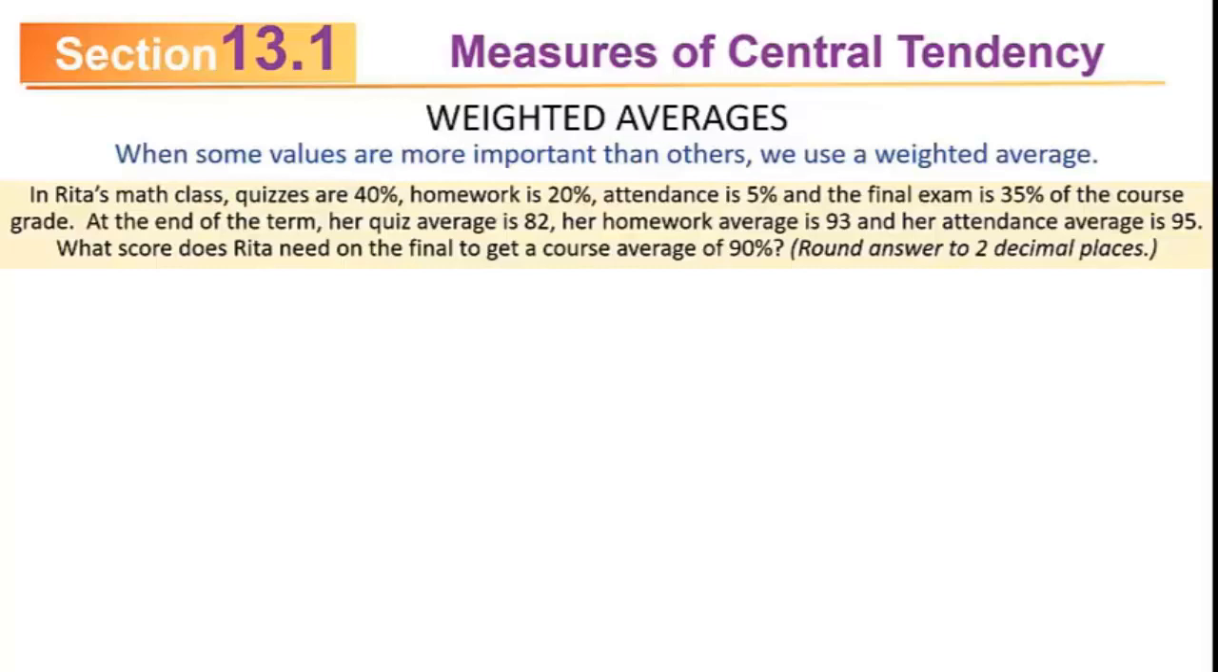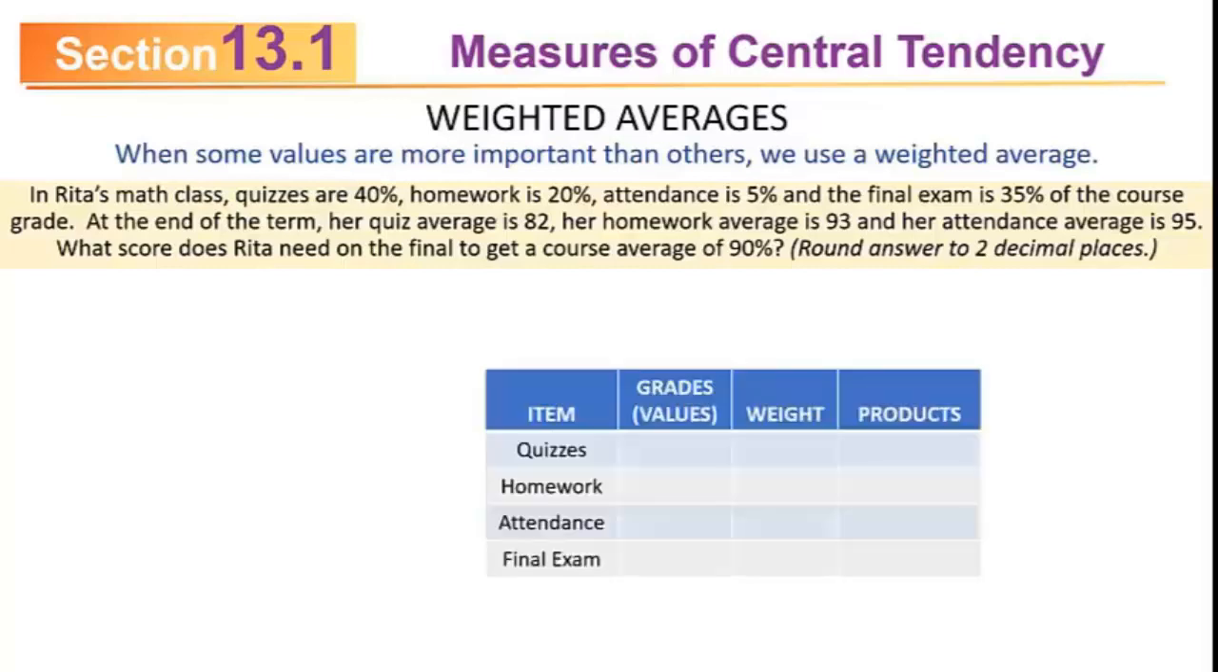The quizzes are 40%, the homework's 20%, and so on, so they're not equally weighted. My recommendation with the weighted average problems is to do it by table. You need to list in a column all the things that make up the course grade: quizzes, homework, attendance, final exam. I did that in the first column. Then you need a column for the actual grades that Rita made. Those are what I call the values when we're doing weighted average.